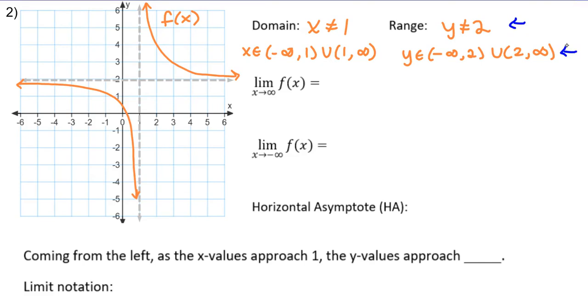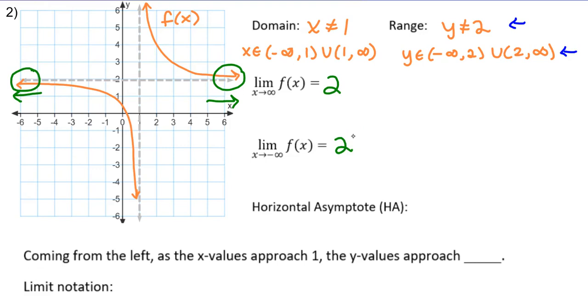Okay, now let's evaluate some limits. So the limit as x approaches infinity. Okay, so x is approaching infinity, x is going out this way. What are the y values getting close to? It looks like the y values are getting close to 2, so that limit is 2. The next one, the limit as x approaches negative infinity. So the x values are going out this way. What are the y values doing? It looks like they're getting close to a height of 2 as well. So both of those are 2.